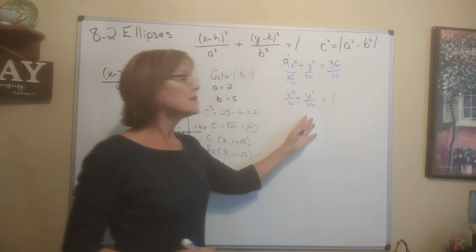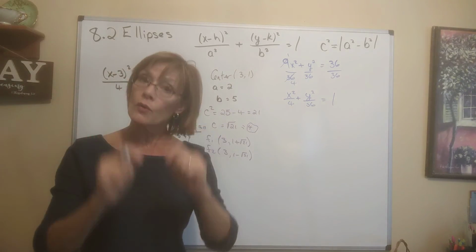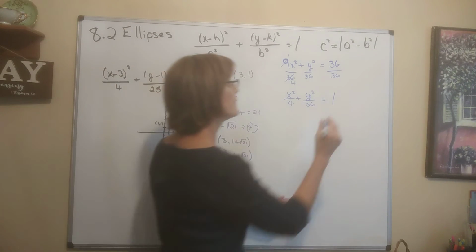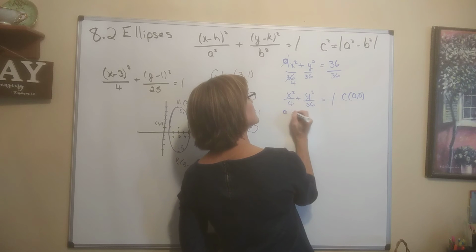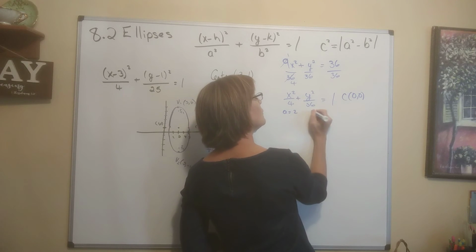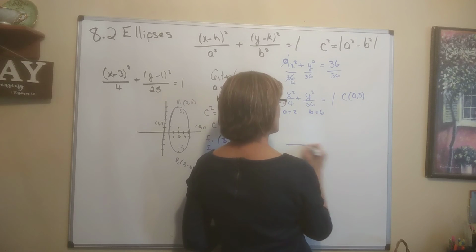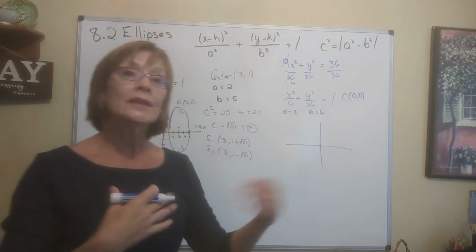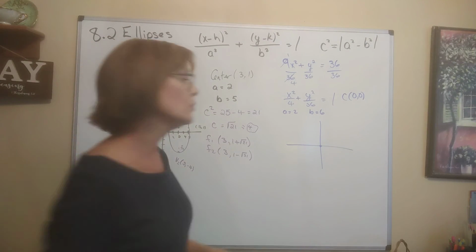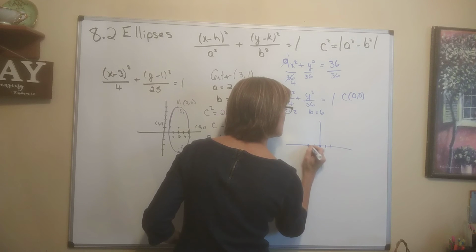All right, so this is the equation of the ellipse. The center is at the origin. We don't see an h or a k. A squared is 4, so A is 2. B squared is 36, so B is 6. So this one's centered at the origin. We're going to go right and left A, right and left 2: 1, 2, 1, 2.